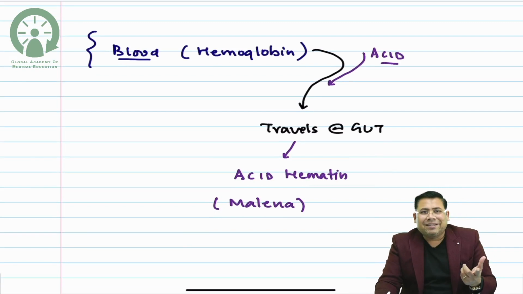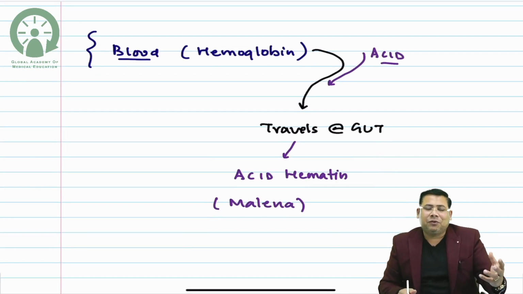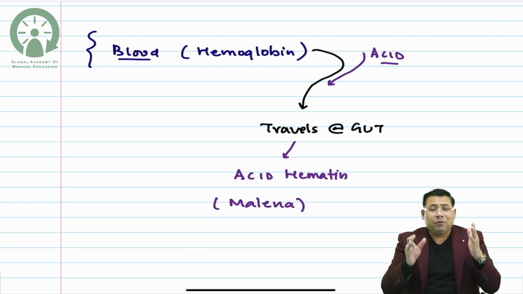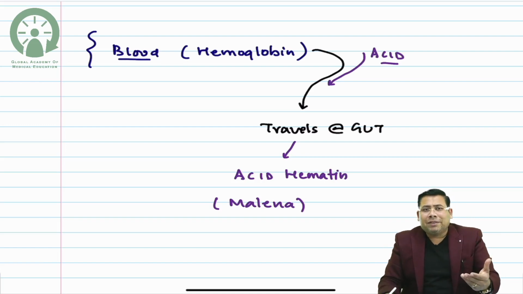One thing has to be there: if acid is there, it needs time for interaction and conversion into black tarry stool. This is only possible in upper GI bleed when you have a long transit time. When you talk about upper GI bleed, you have acid which interacts with the hemoglobin. If you talk about an intestinal source of bleed, like a duodenal bleed, it's fine, because once the acid enters the duodenum, much of it is neutralized.